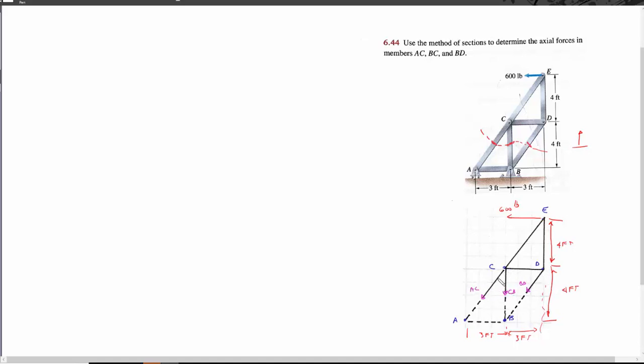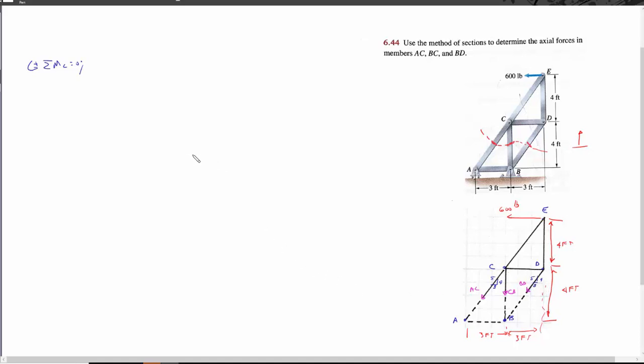Now if I sum my forces in the X, I have 2 unknowns. If I sum my forces in the Y, I have 3 unknowns. So the best thing to do would be to sum your moment at a certain point. I'm going to choose point C. So if I sum my moment about point C, let's go ahead and write these out. If you notice, this is a 3, 4, 5 triangle, and the same with this 3, 4, 5 triangle.